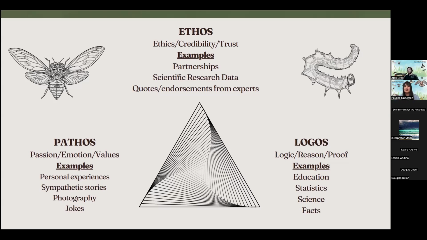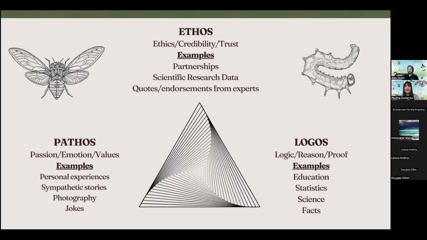So some examples are partnerships, scientific research data, some quotes or endorsements from experts that are actually doing behind the scenes work from the topic that we are trying to get across. So storytelling enhances ethos by establishing trustworthiness through authentic and transparent communication. So, you want to present yourself as more relatable and trustworthy to your audience in the community that you're building.